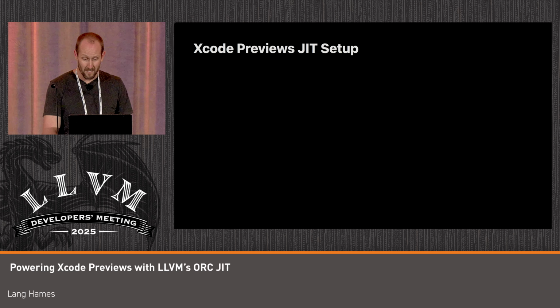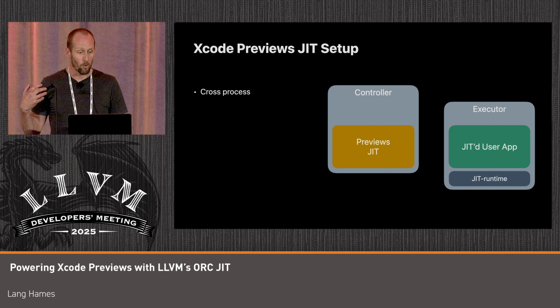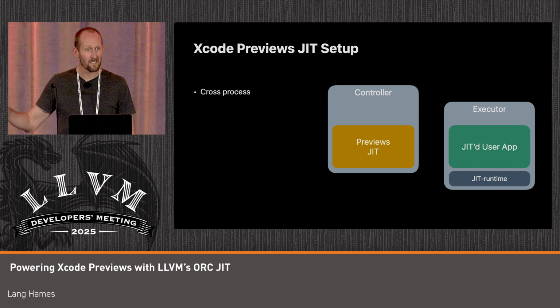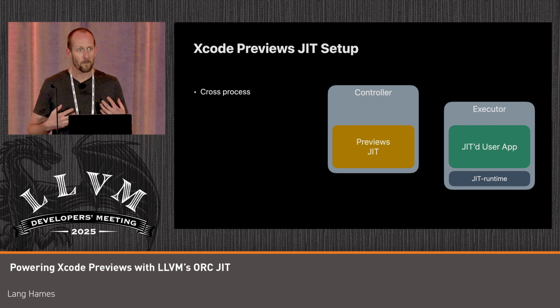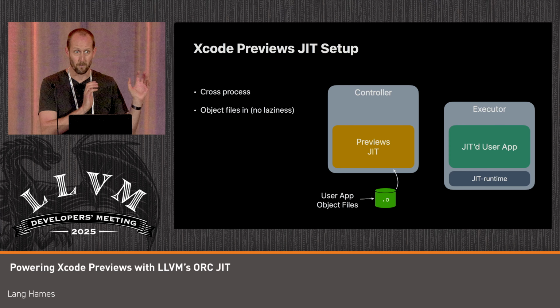The setup of the JIT that we use to enable this looks like this. We always take advantage of ORC's ability to run in cross-process mode. So you have a controller process that contains the previews JIT and a separate executing process where the JITted user application will run. And this allows us to avoid polluting the executing process with the details of the JIT and the libraries that it depends on. As I mentioned, we're only loading object files here, so there's no laziness in previews. We're taking the object files from the built products directory of your debug build.